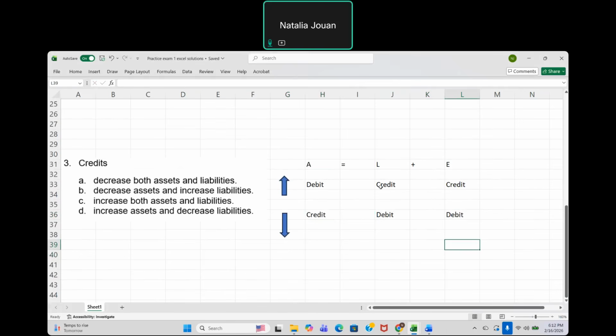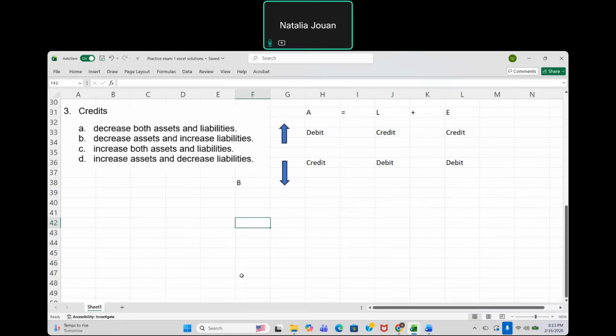So the normal balance is right here. We increase assets on the debit, we increase liabilities on the credit, and equity on the credit. If we want to decrease it, we must do the opposite. So credits will decrease the asset, and increase liabilities and increase equity. So the right answer, decrease assets, increase liabilities, is B.